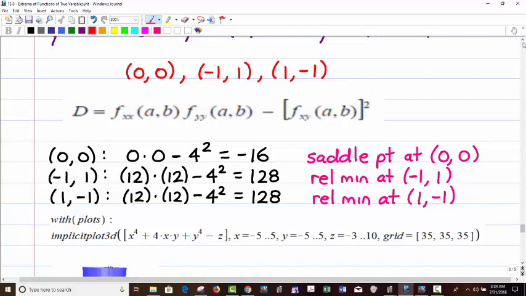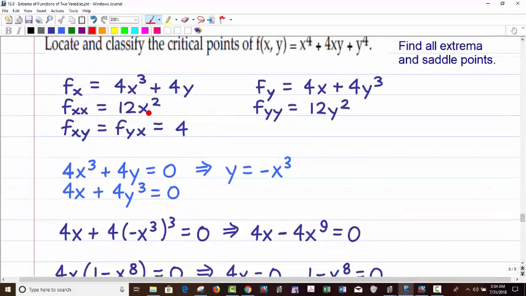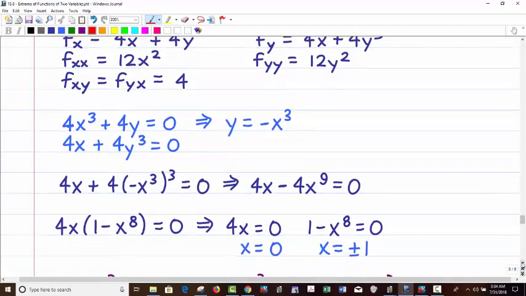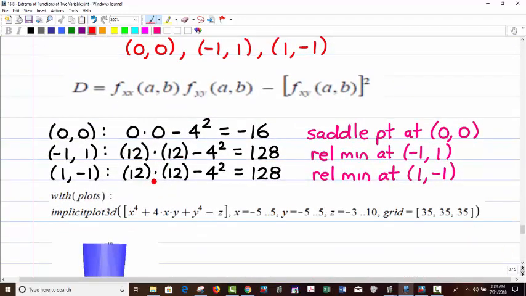The next one, for negative 1 and 1, let's go back up here. Put in negative 1, that'll be positive 1 when you square it. So it's 12 times 12 here, and it'll be 12 times 12 for the next one also, because whether it's negative 1 squared or positive 1 squared, it's still 1. So it's the same 2 values. 12 times 12 minus 4 squared is positive, and then fxx is positive for both of them. So that means we have relative mins. So 2 relative mins and a saddle point.